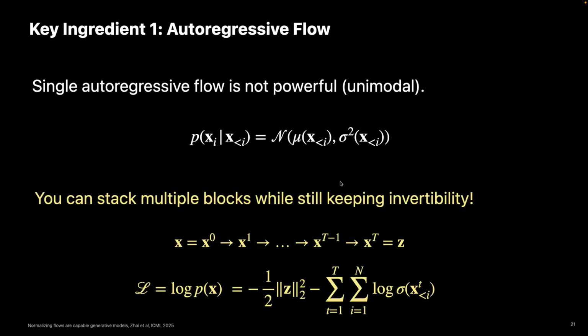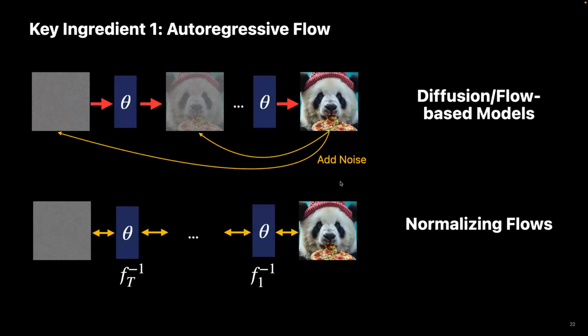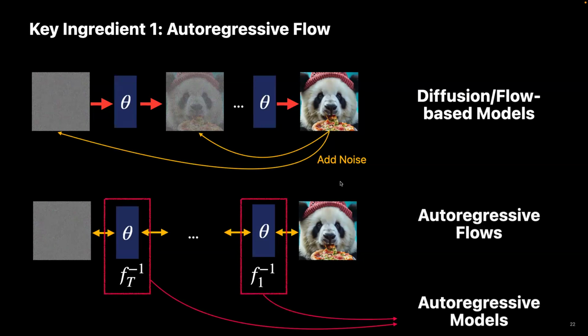But as I mentioned, you can actually stack a lot of flow blocks and keep the invertibility. So essentially what we can do is stack a sequence of autoregressive blocks and put them together. And then you have a model that you can train end to end, still with the same loss function. So to recap, you can see here, on the top is the diffusion model. This is normalizing flows. And the autoregressive flow just means that each block itself is an autoregressive model. It's like combining the best of both.